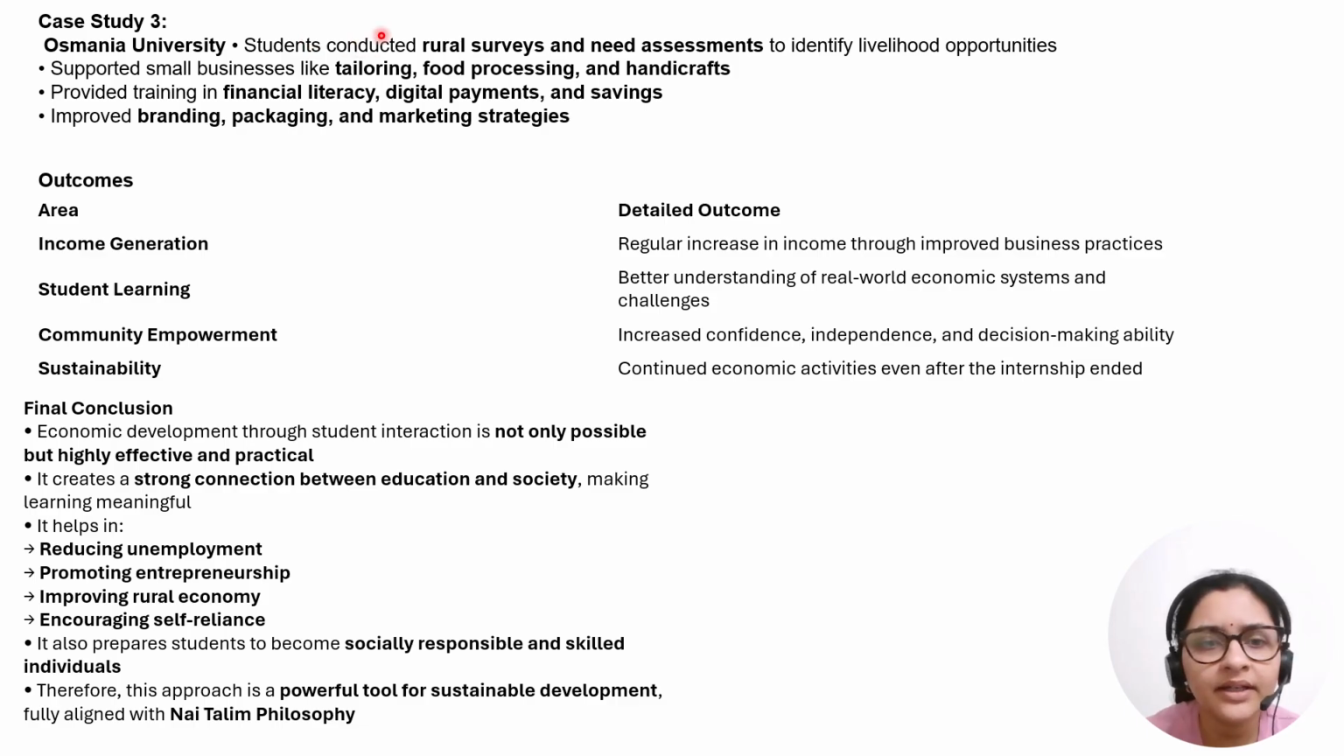So case study 3 that has been taken up by Osmania University. So students of Osmania University conducted rural surveys and need assessments to identify livelihood opportunities. Okay, what is needed in that particular village for those villagers to live, to have a peaceful life. Okay. They supported small businesses like tailoring, food processing, and handicrafts.